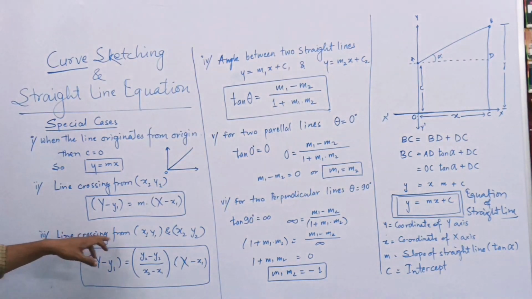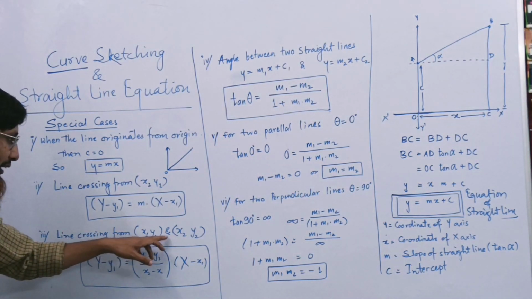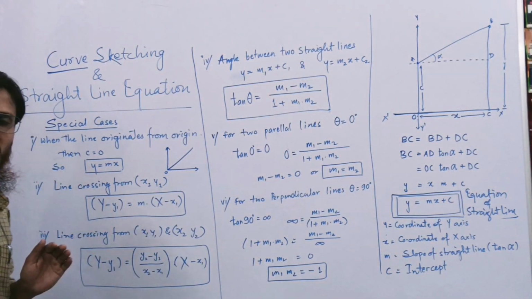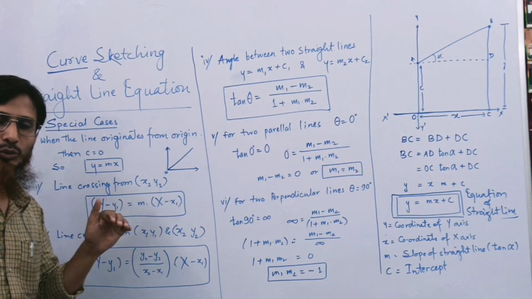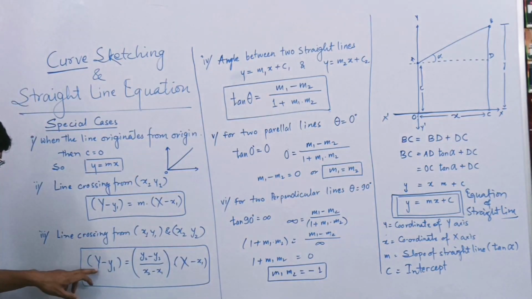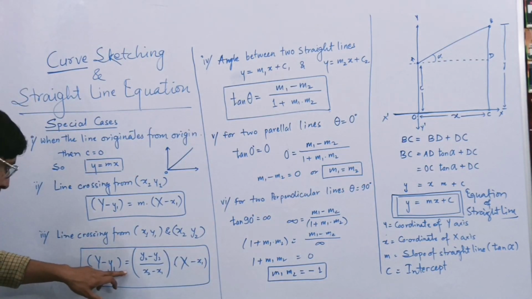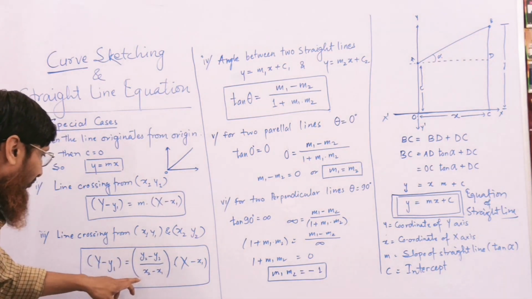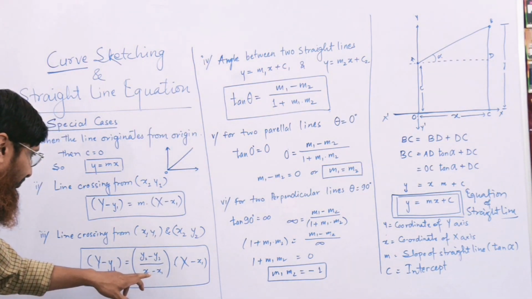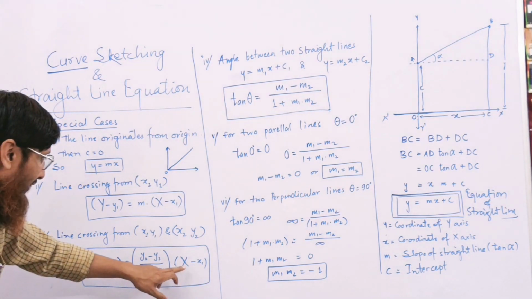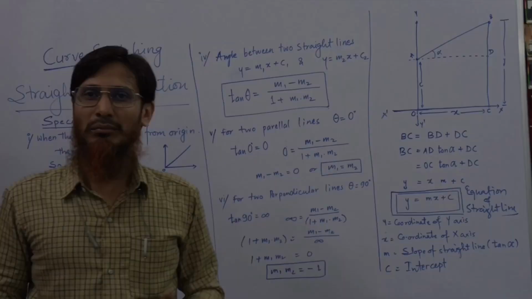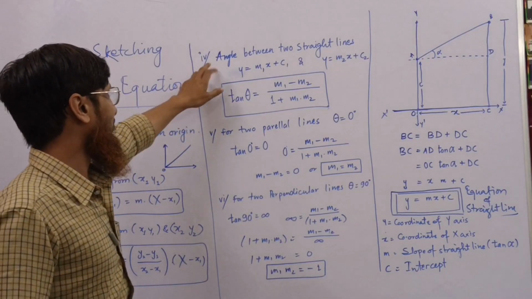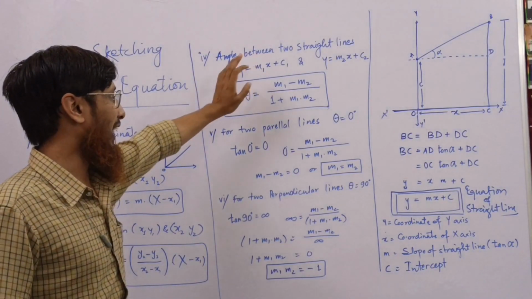Now, line crossing from x1 y1 and x2 y2. When the line is crossing from x1 y1 and x2 y2, the straight line equation would be y minus y1 equals to small y2 minus y1 divided by x2 minus x1 into x minus x1. By moving forward to the next special case, the angle between two straight lines.